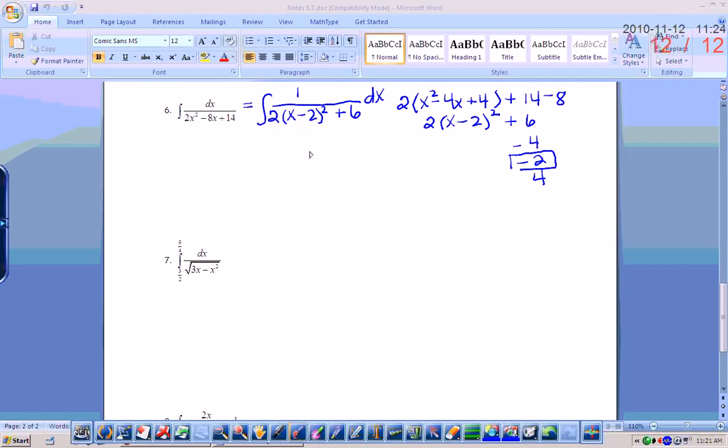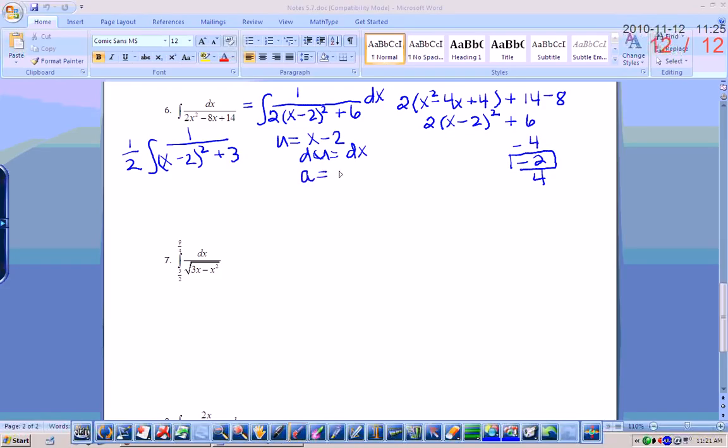Could I factor a 2 out of the bottom? Yeah. Okay, so how about 1/2, and then the integral of 1 over (x minus 2) squared, and then what will I have? Plus what? 3. I'm factoring a 2 out, not distributing. All right, so what's my u? x minus 2. du? dx.